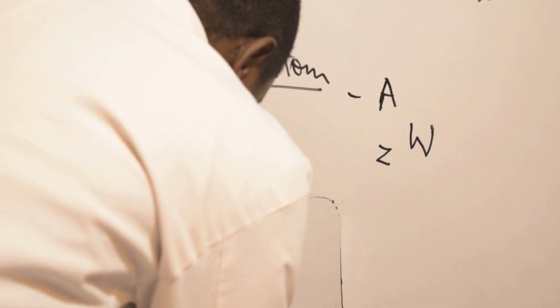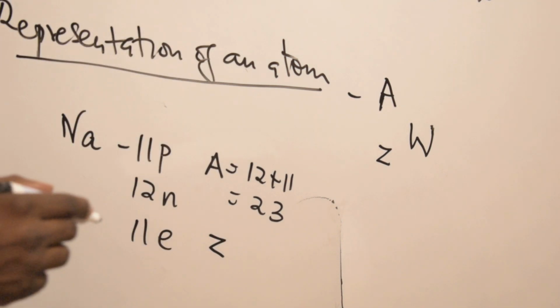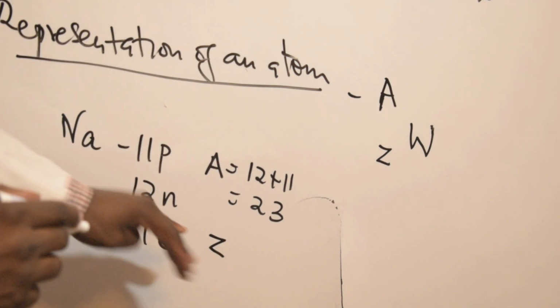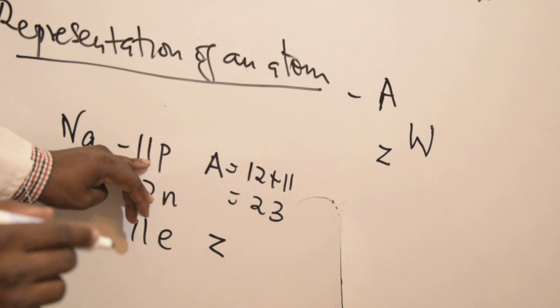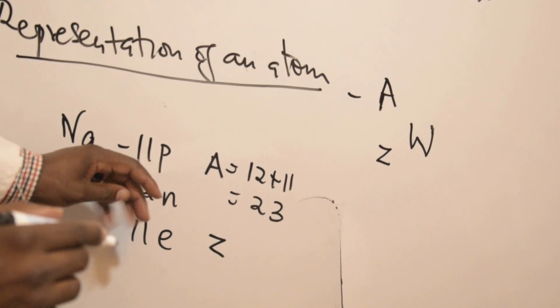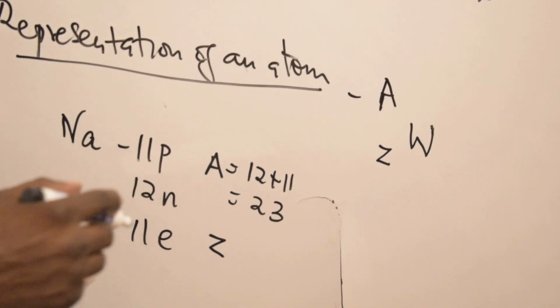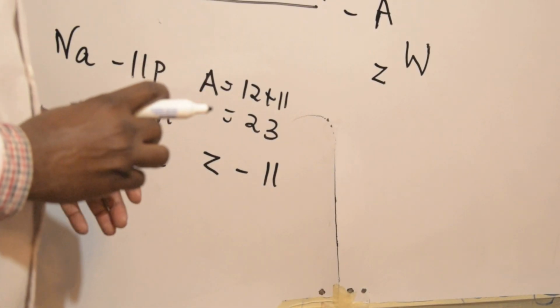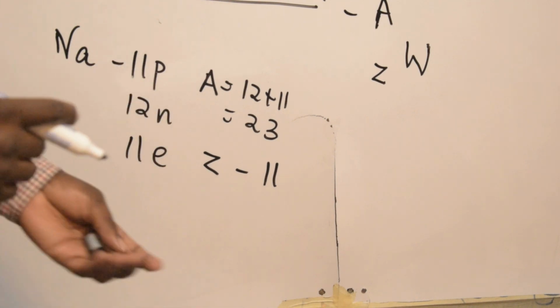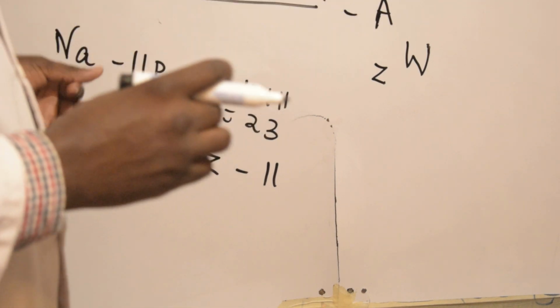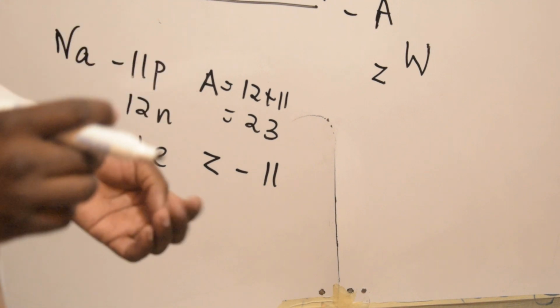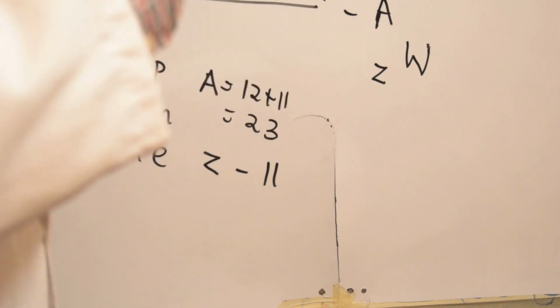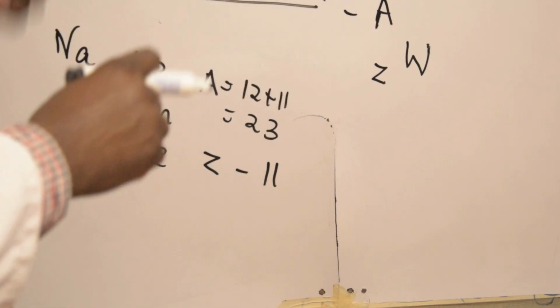Now the Z, which also represents the atomic number, refers to the number of protons of my atom. In this case, sodium has 11 protons, and therefore the Z will be 11. And therefore, how do we represent the sodium element? This is the way we are going to present it.